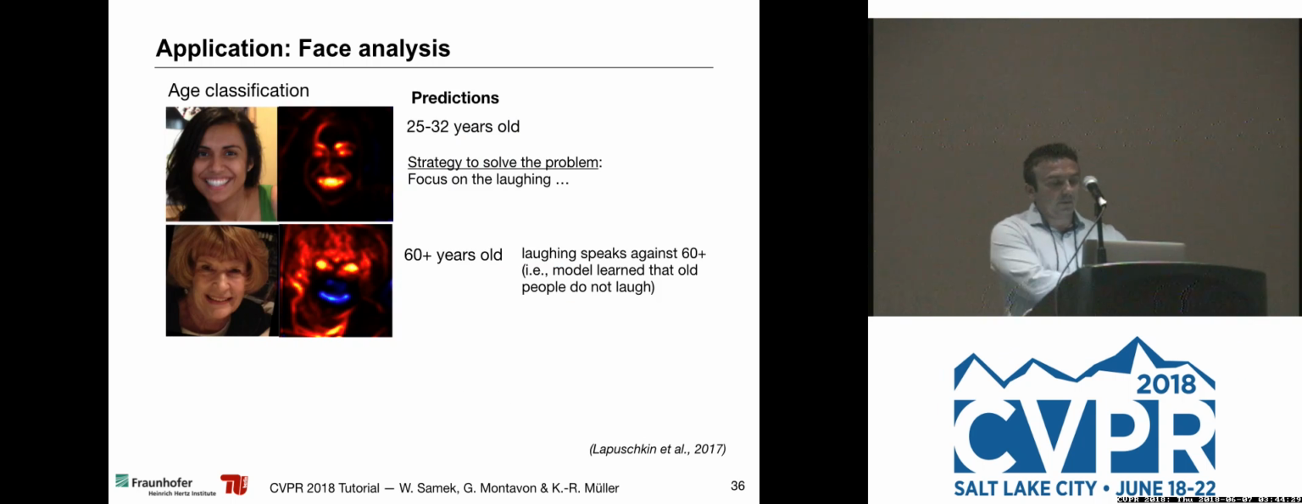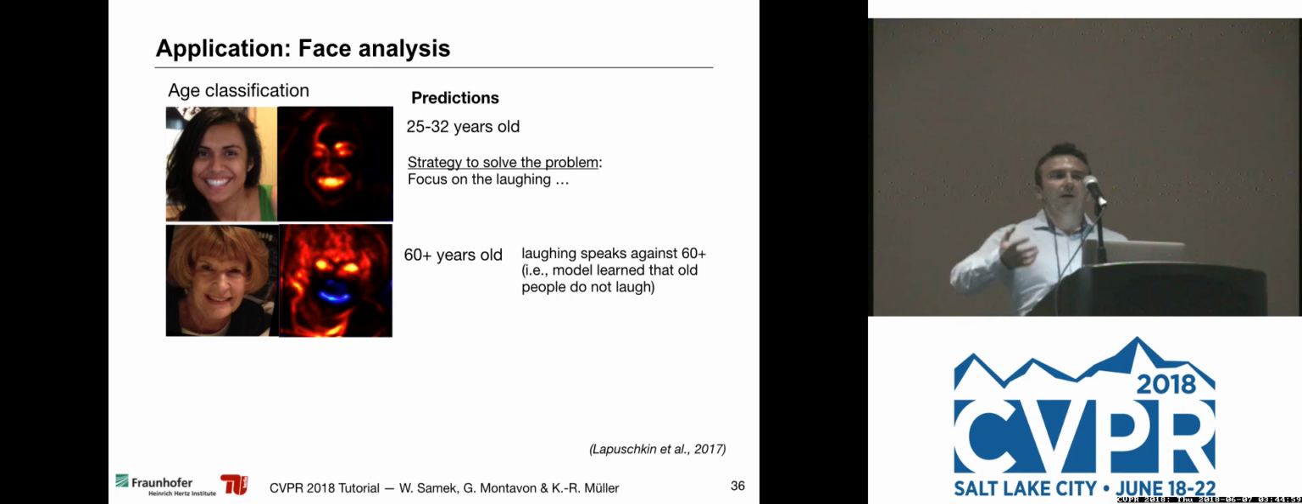Here is another example which is quite nice. So for age classification, here we used a pre-trained model on ImageNet. It got really good results, and it correctly classifies these two ladies. The first one as belonging to the age category 25 to 32, and the other lady as 60 plus. In both cases it was correct, but if you analyze the heat map, you see that for the first woman, laughing is important for this classification.